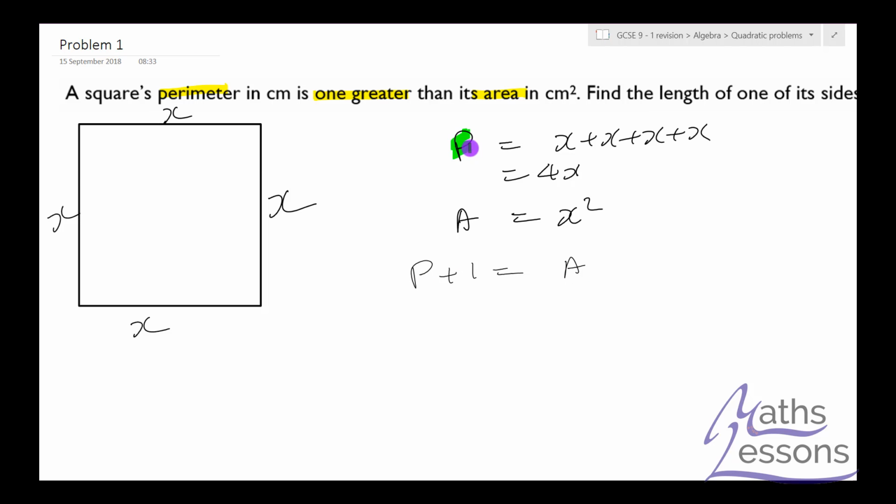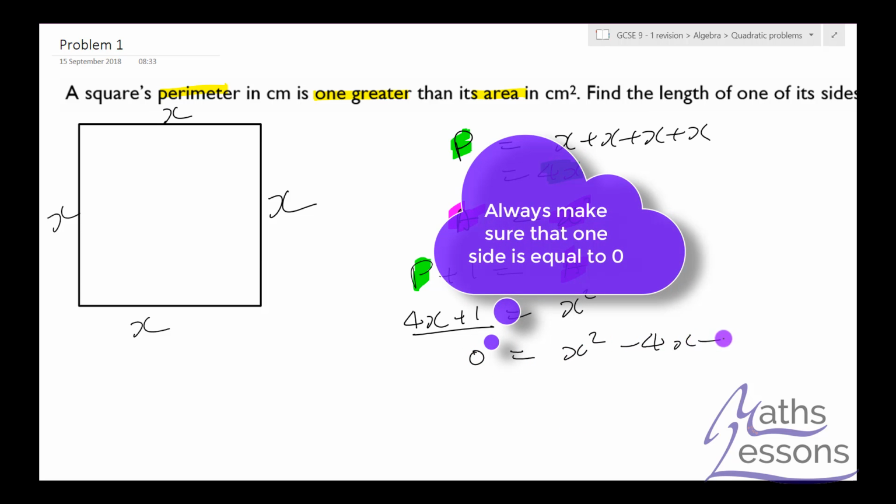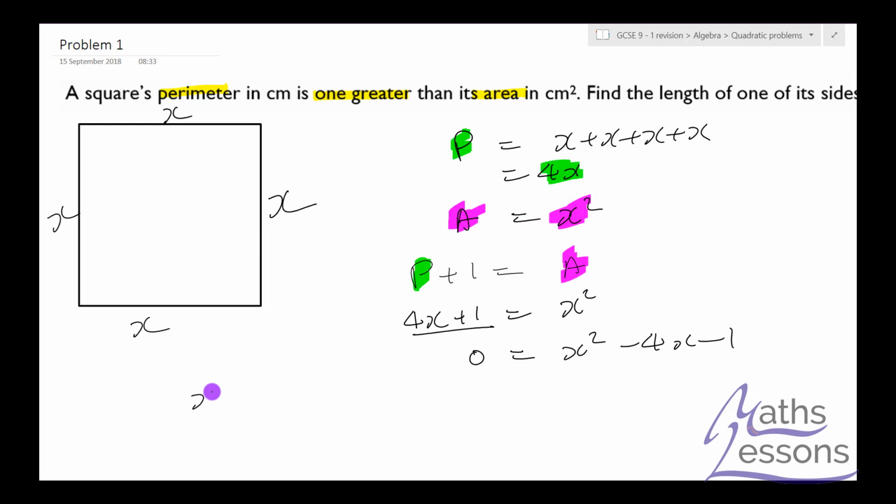And we know that the perimeter is equal to 4x, so I'm going to replace the perimeter with 4x. And I know that the area is equal to x squared, so I'm going to replace the area with x squared. And then we can go on to try and solve this equation. Now remember, with quadratics, you must always get a naught on one side of the equal. So if we take away this 4x and this plus 1, that leaves us naught. X squared, take away the 4x and take away the 1 on this side. So we have the quadratic x squared minus 4x minus 1 equals 0.